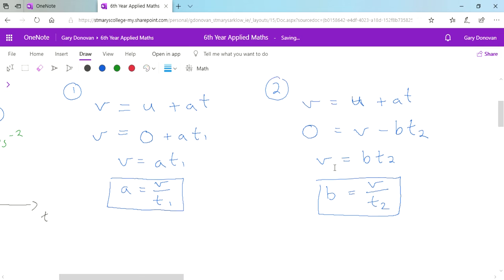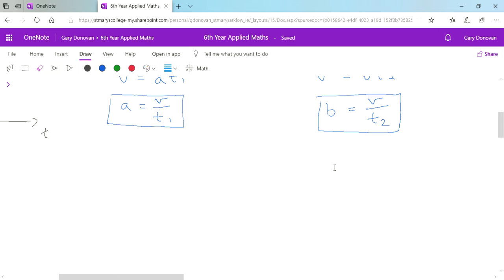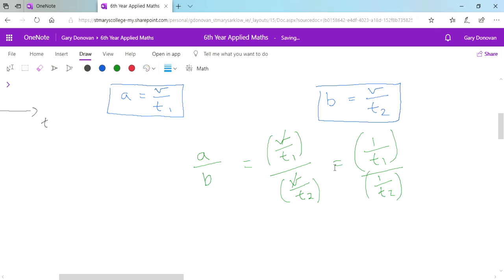Now I'm just doing this to get a ratio of the difference in accelerations to the difference in times. You don't need to do this for your answer, it's just to show you where it comes from. Let's say I take acceleration a and divide it by acceleration b. That's the same as v over t1 divided by v over t2. The v's cancel, which gives us 1 over t1 divided by 1 over t2, which is the same as t2 over t1. So a divided by b is the same as t2 divided by t1.